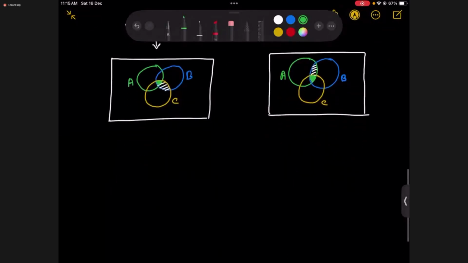And another important thing: A union A equals A, and A intersection A equals A. That is, any set operation with itself will give us the same set, either union or intersection.